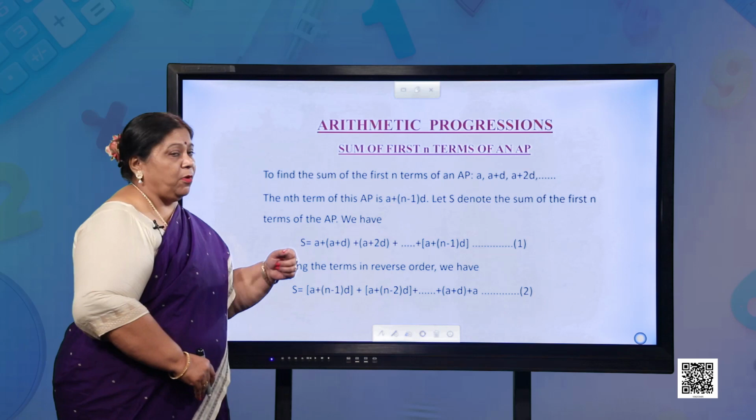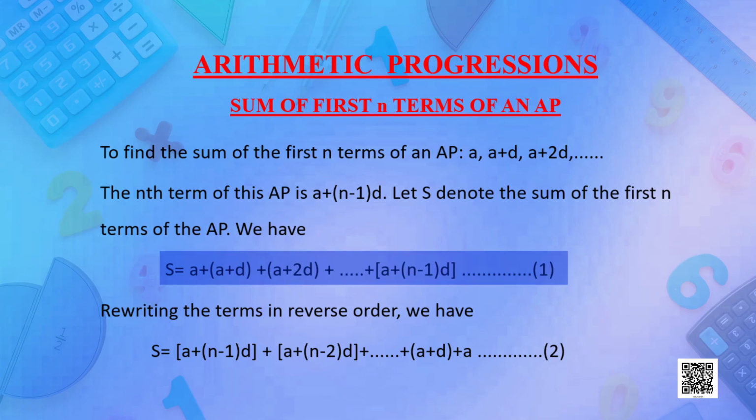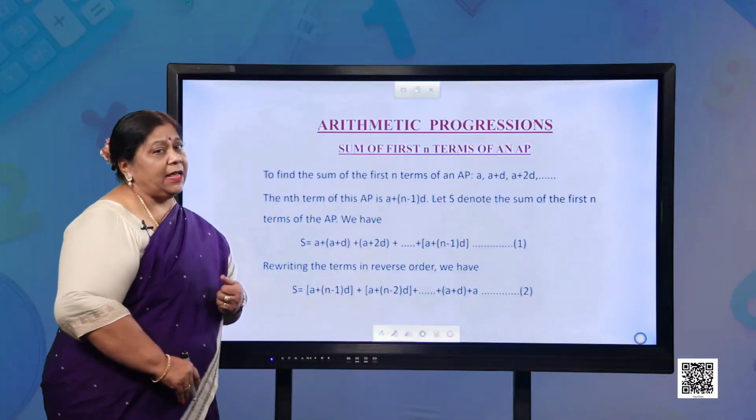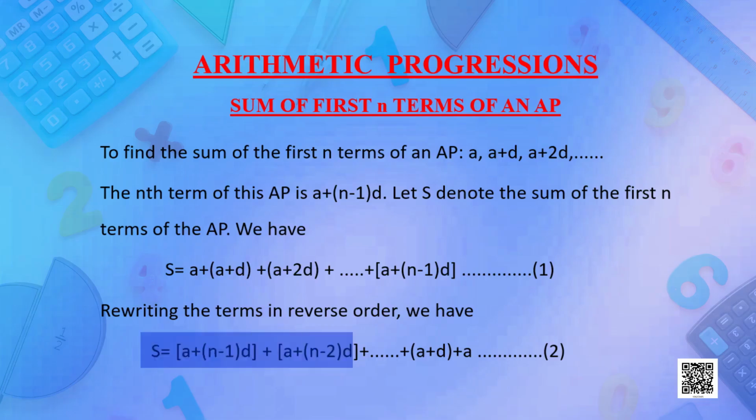Let S denote the sum of first n terms of the AP. We have S is equal to a plus (a plus d) plus (a plus 2d) plus so on plus (a plus (n minus 1) into d). Let us take this as equation 1. Rewriting the terms in reverse order, we have S is equal to (a plus (n minus 1) into d) plus (a plus (n minus 2) into d) plus so on plus (a plus d) plus a. Have you seen, we have written it in reverse order. Let us take this as equation number 2.